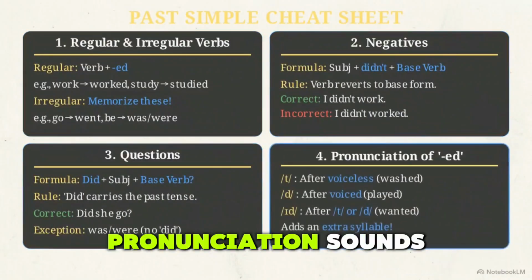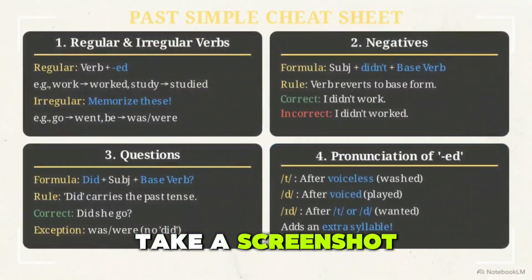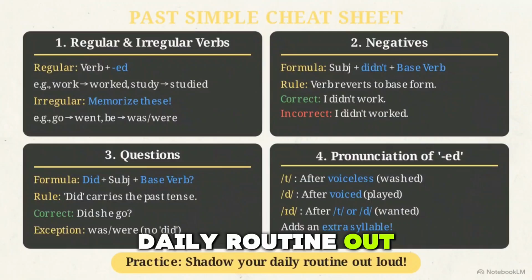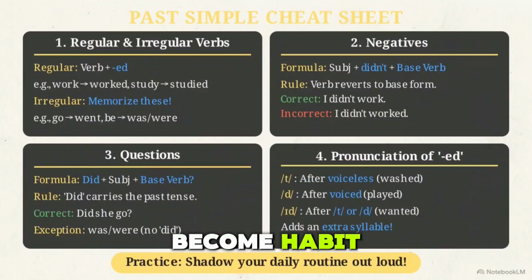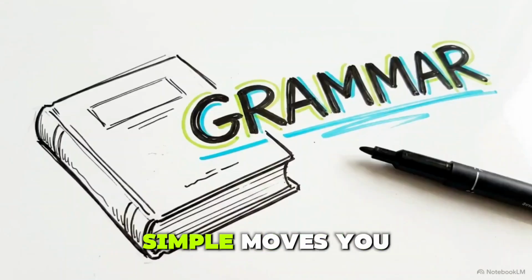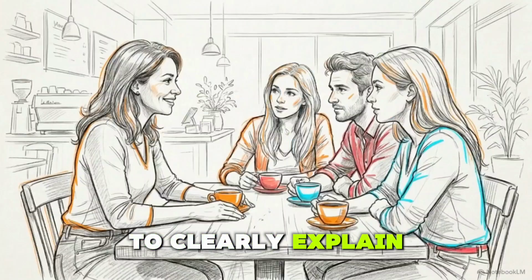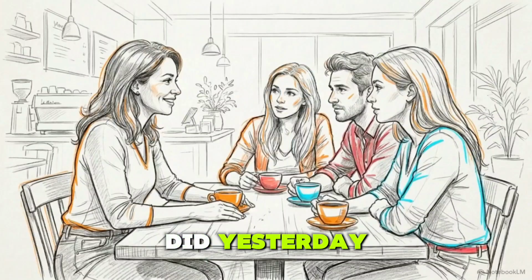the 3 pronunciation sounds. Take a screenshot of this grid. Use it to practice shadowing your daily routine out loud until these structures become habit. Mastering the past simple moves you beyond abstract grammar and allows you to clearly explain exactly what you did yesterday, last week, or 5 years ago to anyone you meet.